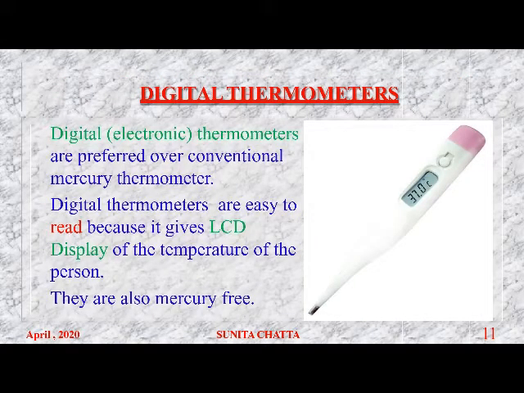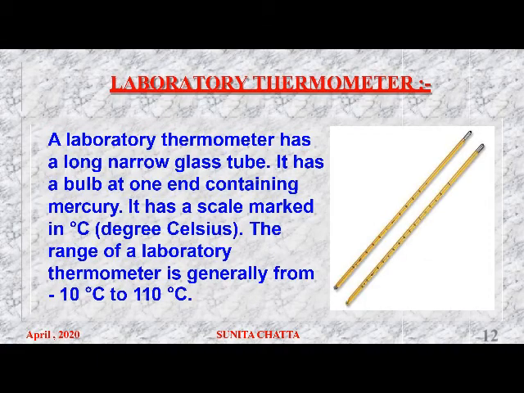Now, digital thermometer, that is electronic thermometer. This is preferred over conventional mercury thermometer because digital thermometers are easy to use and they give an LCD display of the temperature of a person. They are also mercury free. Laboratory thermometer. Laboratory thermometer has a long narrow glass tube. It has a bulb at one end containing mercury. It has a scale marked in degrees C or degrees Celsius. The range of laboratory thermometer is generally from -10 degrees C to 110 degrees C.